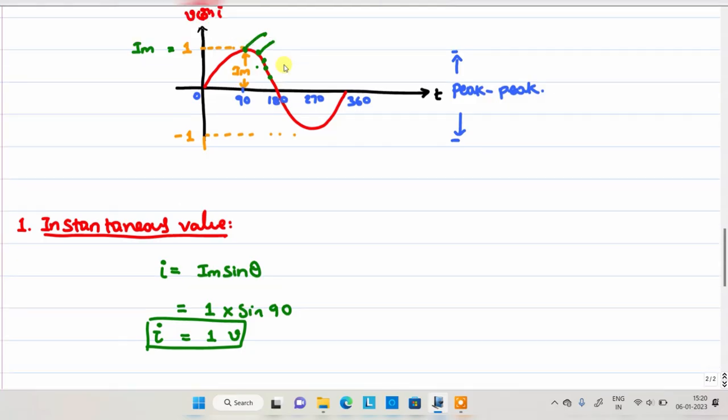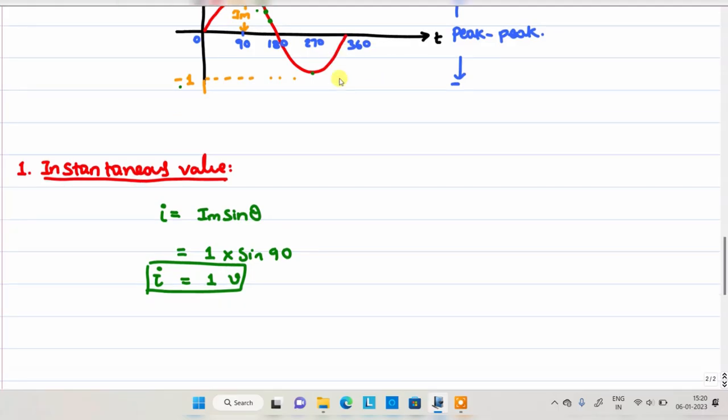Okay, clear? So in that case, the instantaneous value at 270 degrees is -1. The instantaneous value at 90 degrees is +1. The instantaneous value at 0 degrees is 0. The instantaneous value at 180 degrees is 0. The instantaneous value at 360 degrees is 0. That means this is about instantaneous value.